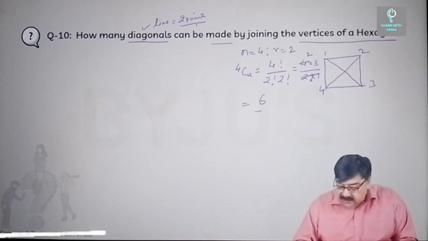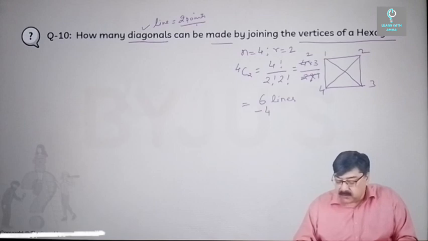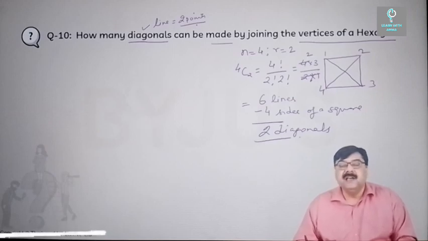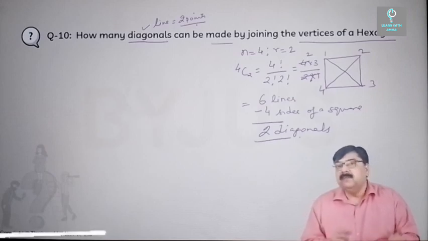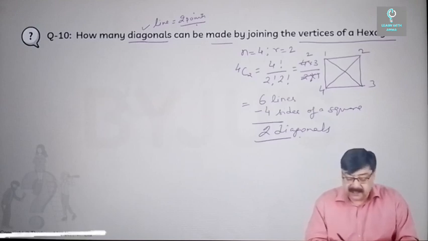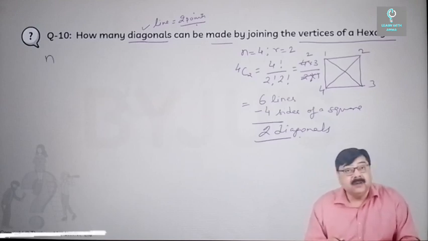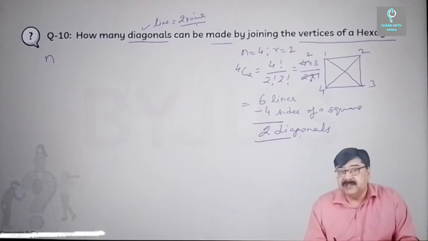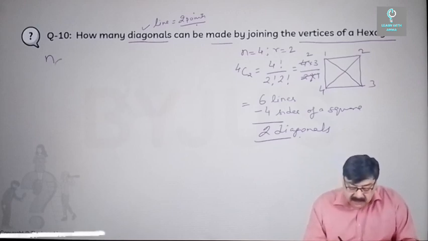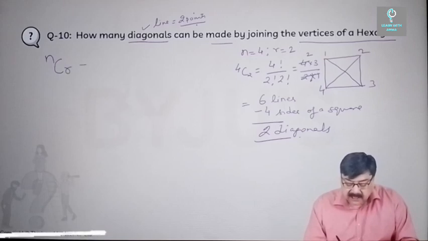So from this 6, which is the number of lines, if you remove 4 sides of a square, you get the remaining 2 lines which are the diagonals. So the point I'm trying to make here is that the formula to find the number of diagonals in a polygon is NC2 minus N, where N is the number of sides which is given to you.